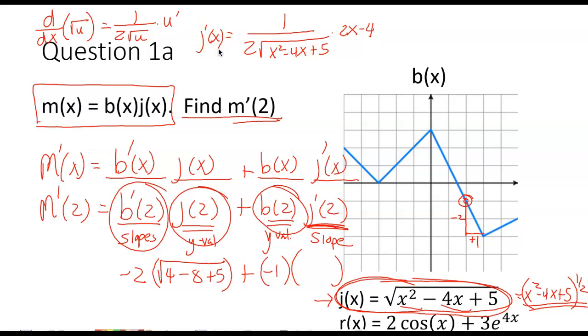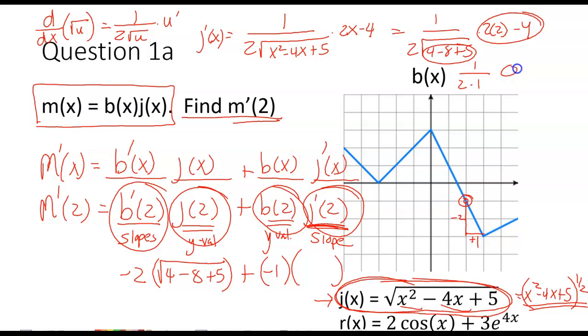Okay, now if I want to find j prime of 2, which is what I'm trying to find right now, I need to plug in 2 to this thing. So let's do that. 1 over 2 times the square root of 4 minus 8 plus 5, times 2 times 2 minus 4. All right, so I have 1 over 2. This is going to all equal 1, and the square root of 1 is 1, so we just have times 1. And this is 0. And anything times 0 equals 0, so this ends up just being 0.